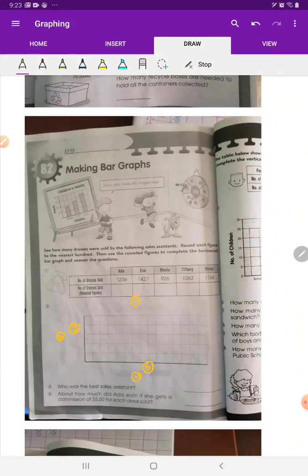Now, this one's a little bit tricky. They want you to round, okay? And they're telling you to round to the nearest 100. So I'll do the first one for you. This would be 1200. Now, what they want you to do when you enter this information is they want you to use your rounded number, not your whole number. So 1200, that's what that is, 1200.